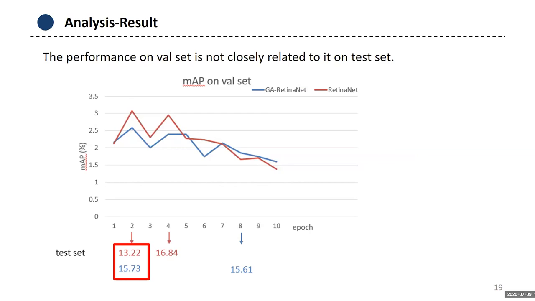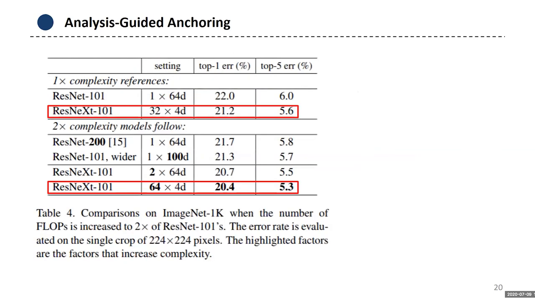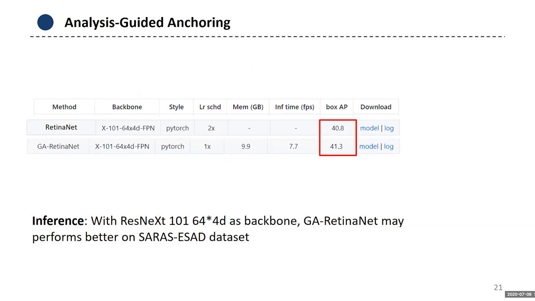And next, let's see why guided anchoring is a promising method. Look here, both being fine-tuned for two epochs, GA RetinaNet performs much better than RetinaNet, although the difference of backbone may interfere. However, look at the classification performance of ResNeXt-101 32x4d and 64x4d. It's obvious that 64x4d is better than 32x4d. And we also considered the performance of GA RetinaNet and RetinaNet on the COCO dataset. Based on this, we speculated that if the backbone of GA RetinaNet is replaced with the 64x4d ResNeXt, the detection results will be improved further.